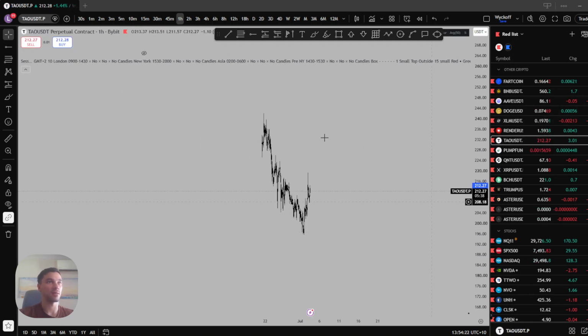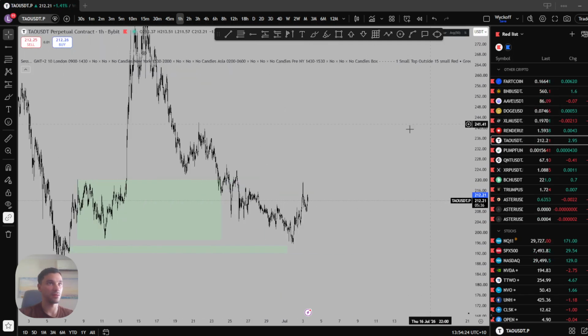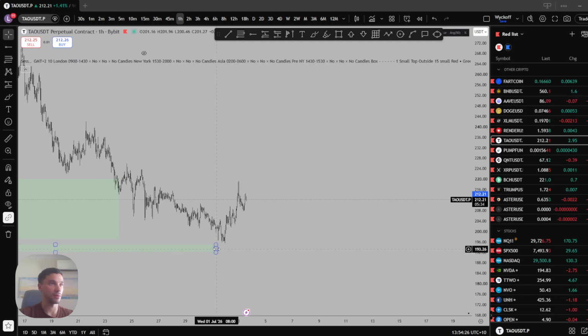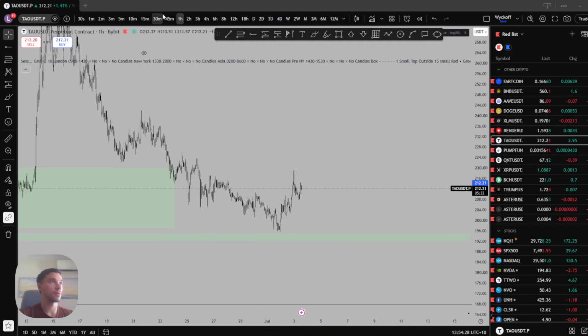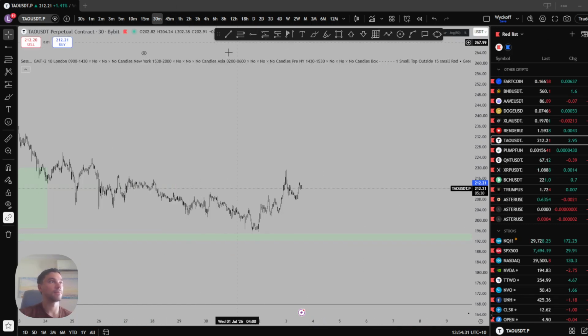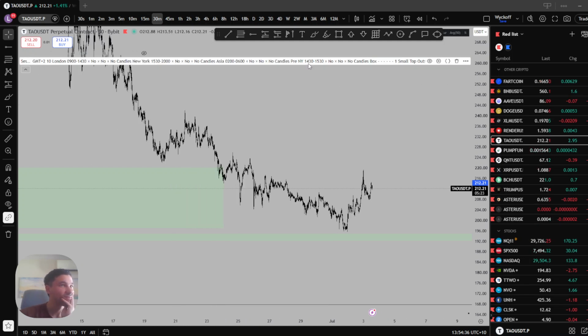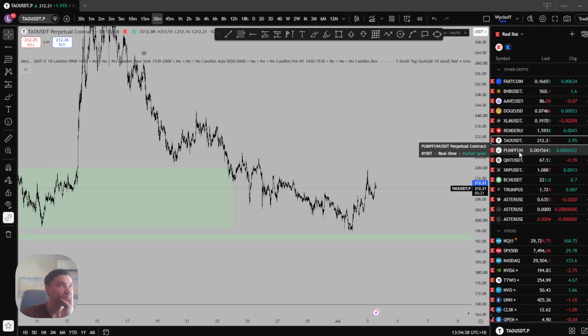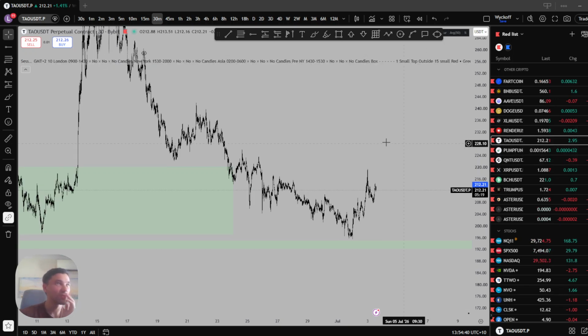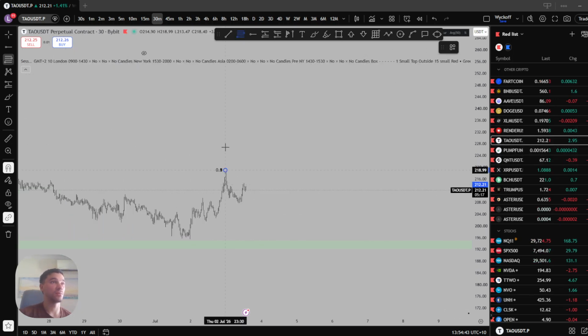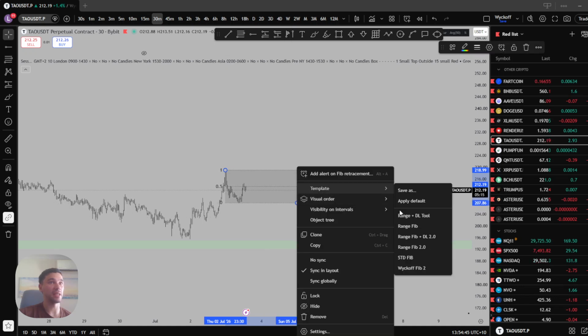Tau. Not really interested in Tau at the moment, to be honest. I guess we'll chart this up just in case.